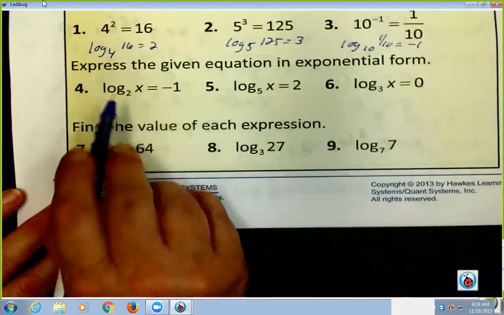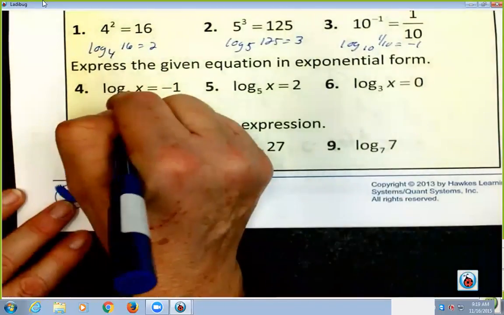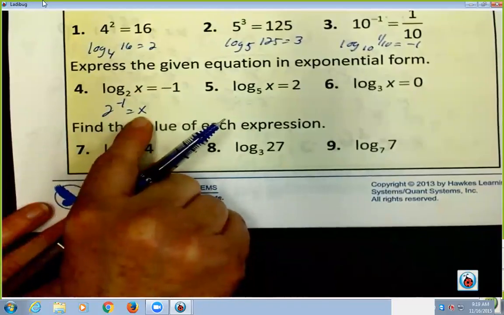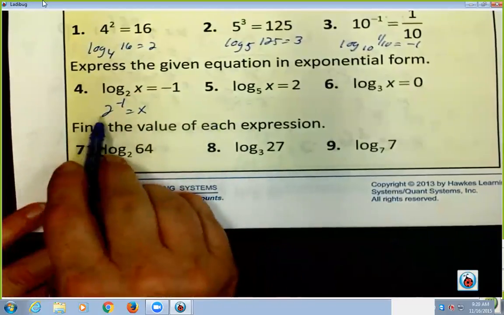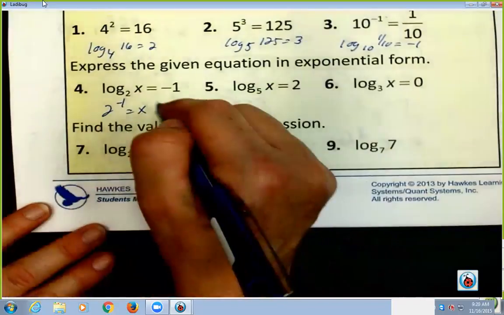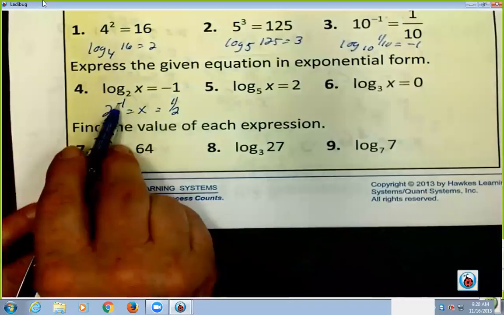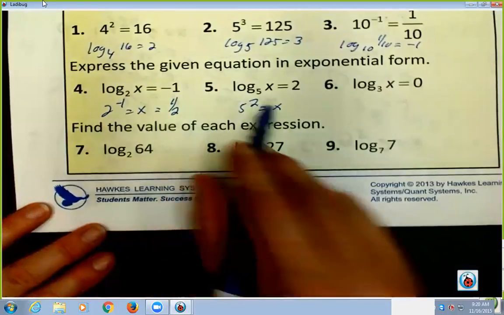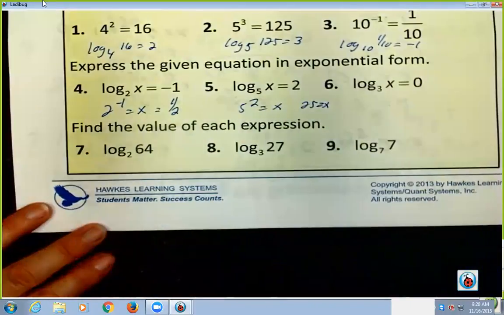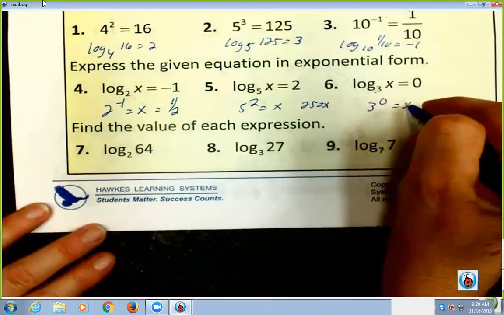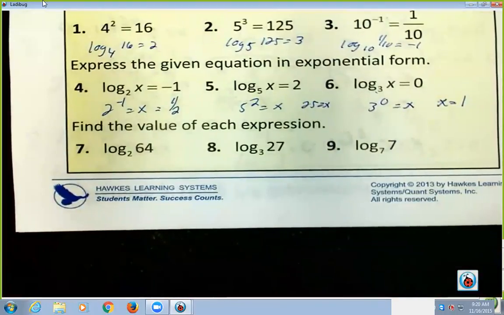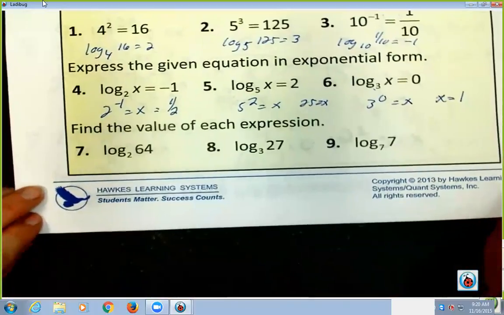And if you go from a log back to exponent, it's 2 to the -1 equals x. So what would x be for an answer if we had to solve this one and finish it? So x would simply be 1/2, because you would reverse this and invert it. 5 to the second equals x. So 5 squared is 25. So that's x. 3 to the 0 power is equal to x, or x is equal to 1. So as you work through those, you can end up coming up with what their solution is. So be careful with those.